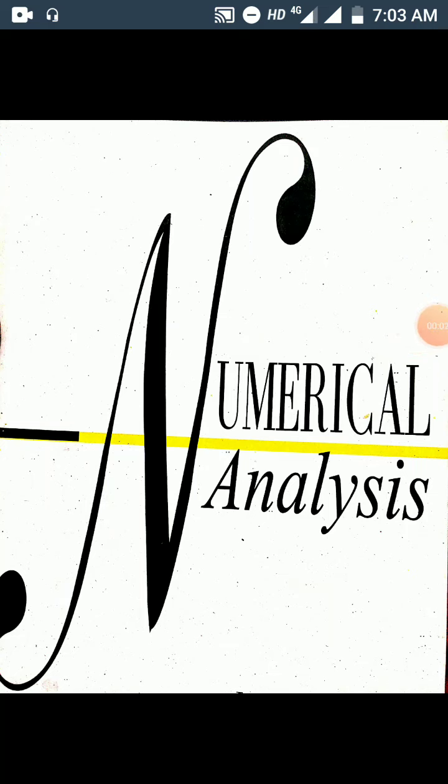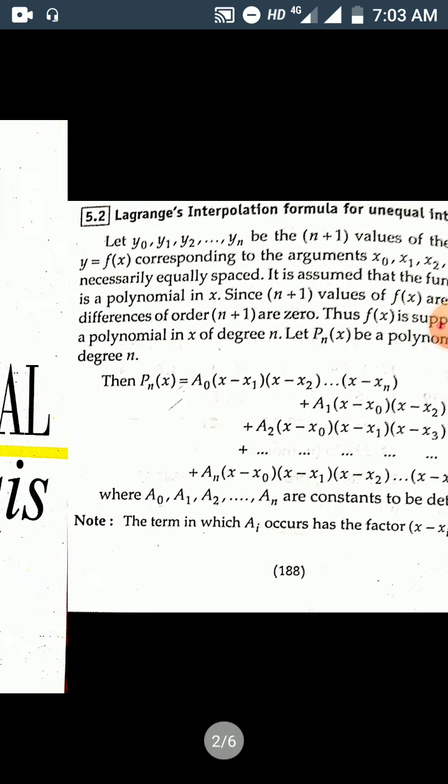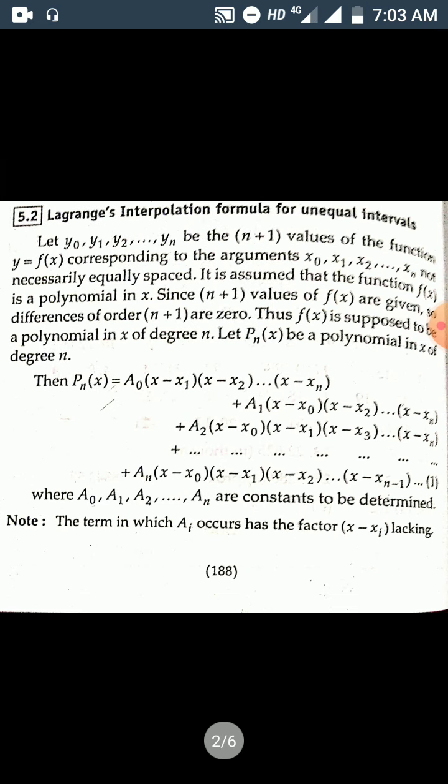Welcome to lecture 5 of numerical analysis. In this lecture, I will discuss Lagrange's interpolation formula for unequal intervals.